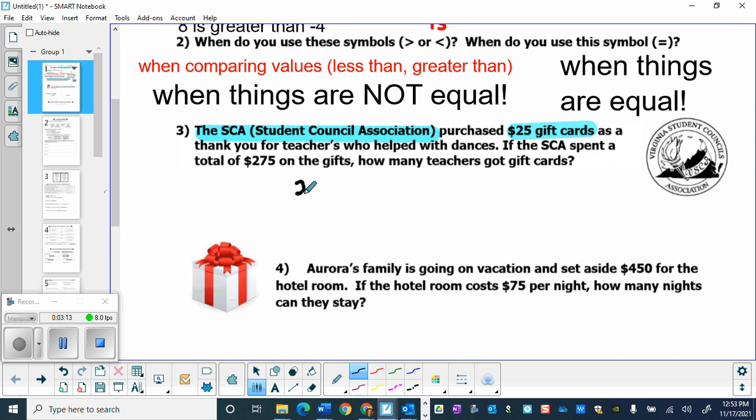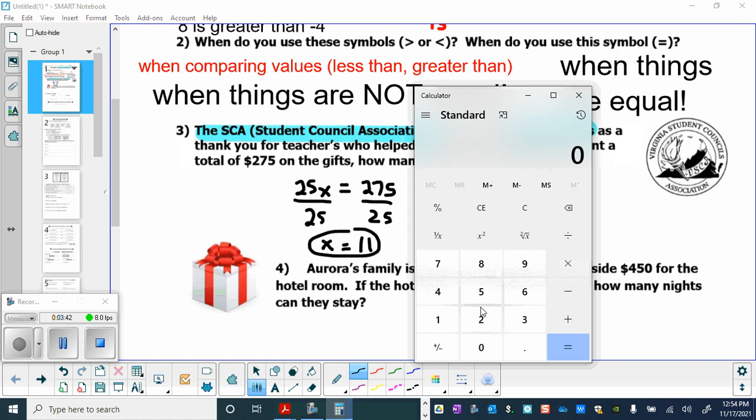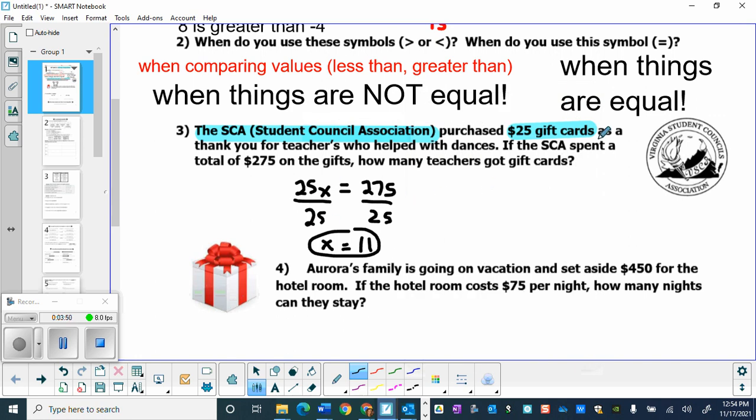So again, the SCA spent $25 for a certain number of gift cards. It was $25 for each gift card. We don't know how many they got. And we know that they spent a total of $275. Now, when we divide here to see how many gift cards we got, we're going to get 11. That's 11 gift cards. And let's just double check the math in a calculator. 275, if that's how much money they spent, and they were $25 each, yep, they got 11 gift cards. So this one is an equation because we had an actual total that got spent.